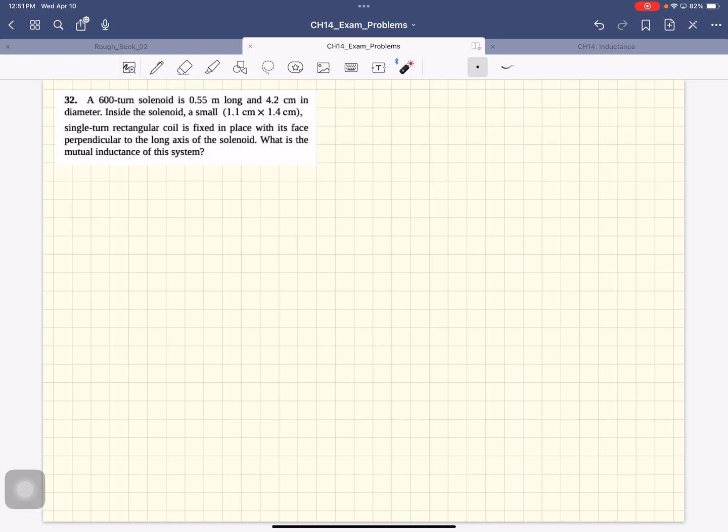Okay, so here's a problem where we can get you a closed form expression. This says a 600 turn solenoid is 0.55 meters long, half a meter long, about this long. Okay. And 4.2 centimeters in diameter. Inside the solenoid, a small 1.1 centimeter by 1.4 centimeter single turn rectangular coil is fixed in place with its face perpendicular to the long axis of the solenoid. What is the mutual inductance of this system?